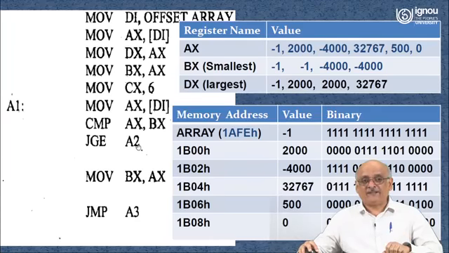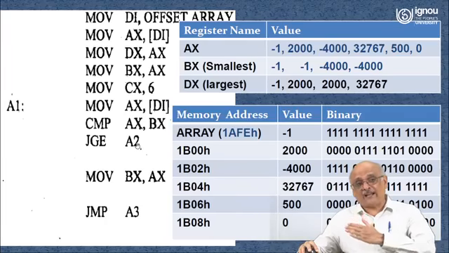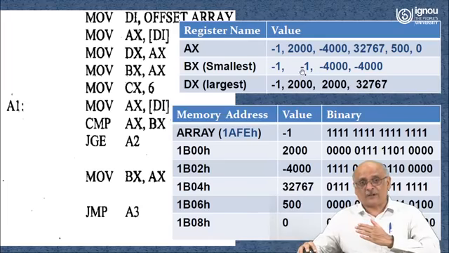If it is jump greater than or equal to A2, we go to somewhere else where we will be checking whether it is the largest or not, because it is more than the smallest. Right now it is more than the smallest, so we'll go to A2, but right now we are not going.